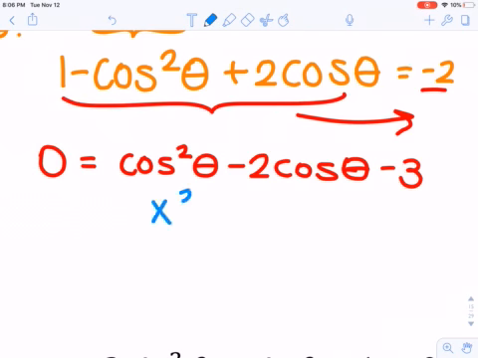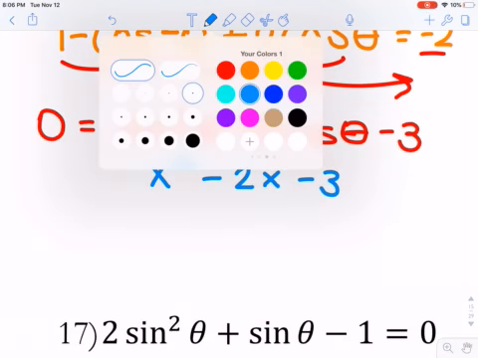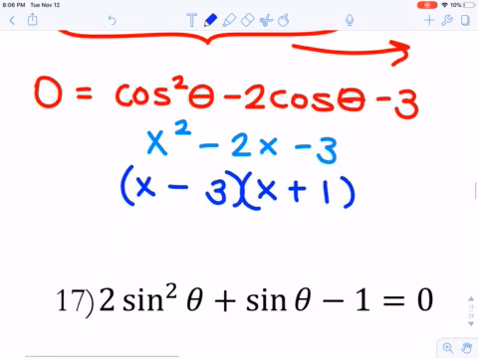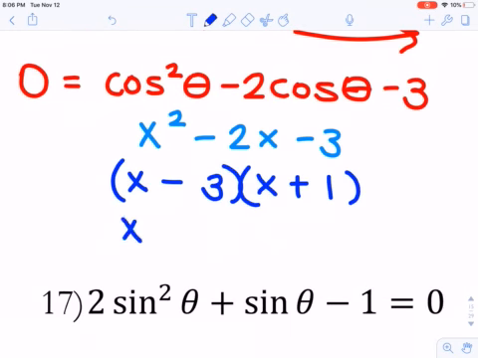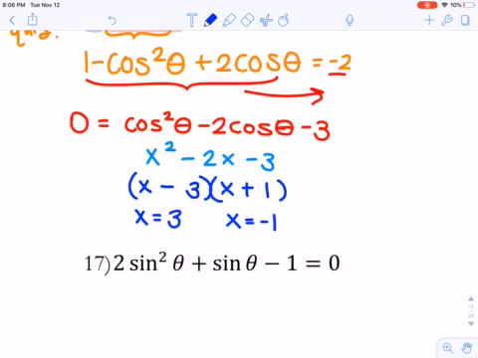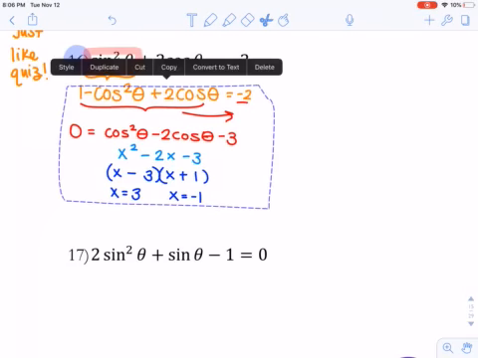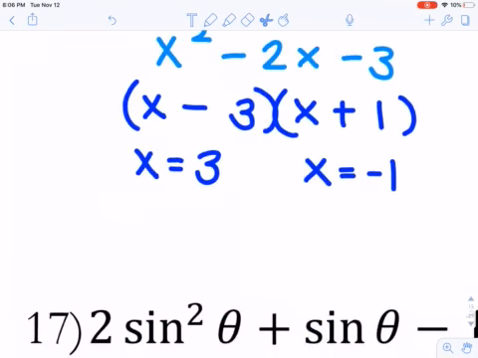So now we've got to factor. I like to think of this as x squared minus 2x minus 3. That would factor, let's see, 3 and 1, it's got to be a negative 3 and a positive 1 in order for this to work. So I would get x equals 3 and x equals negative 1, but we're not solving for x, we're solving for cosine of theta. So now I'm going to replace the x's with cosine of theta. You could literally just throw a cosine in front of these.